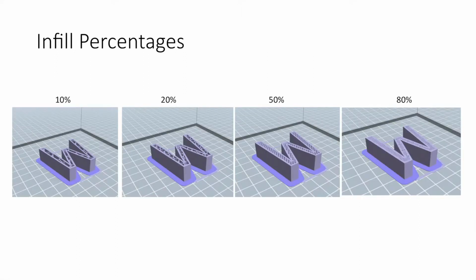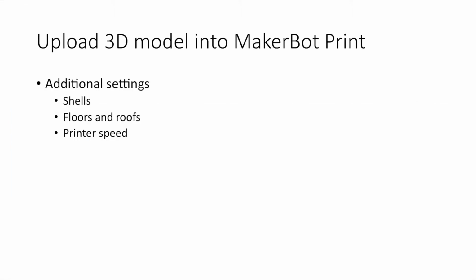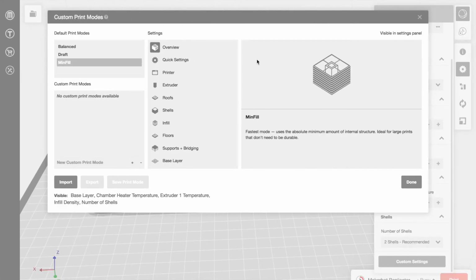I wanted to show you examples of what infill looked like at different percentages. All the way on the left is our 10%, going all the way up to 80%. I'm sure you can guess which one of these 3D printed parts would be more strong than the other. Be sure to spend some time with some of the additional settings in MakerBot Print if you're interested in deviating from the default print modes.